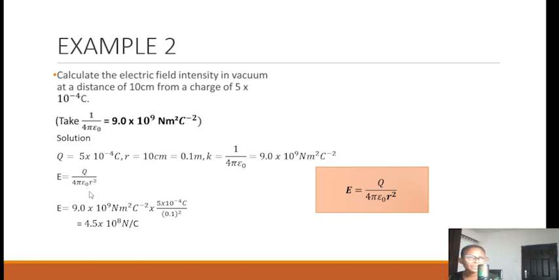This 1 over 4 pi epsilon naught is what? 9 times 10 raised to 9, right? And putting in the right parameters, we will get our answer. So simple. Our Q was given as 5 times 10 raised to minus 4. Our K is 1 over 4 pi epsilon naught, and that is it. So I'm sure we understand the way we solved that.